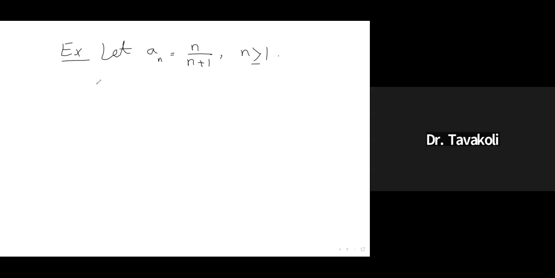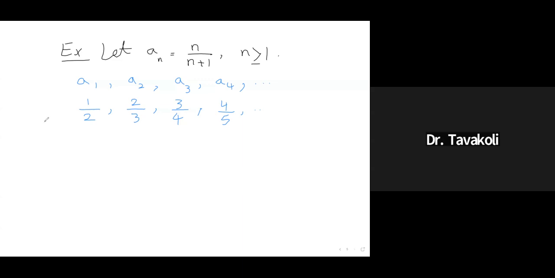So when n is 1, a_1 is 1 over 1 plus 1, 1 over 2. When n is 2, it is 2 over 2 plus 1, which is 2 over 3. When n is 3, 3 over 3 plus 1, 3 over 4. When n is 4, I have 4 over 5, and so on and so forth. The question is, are these numbers converging to a specific finite number?